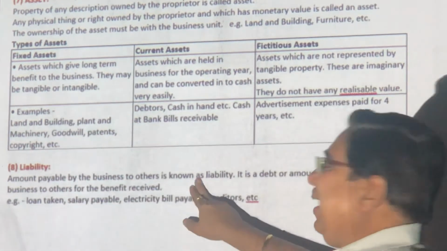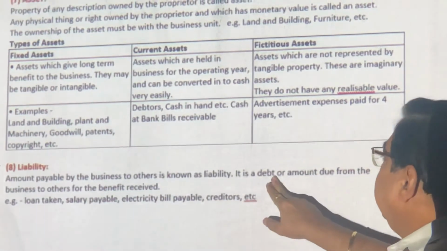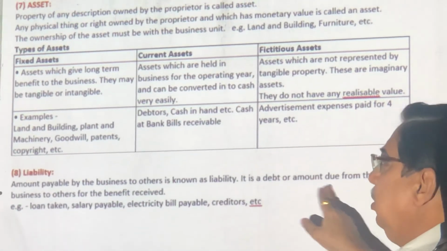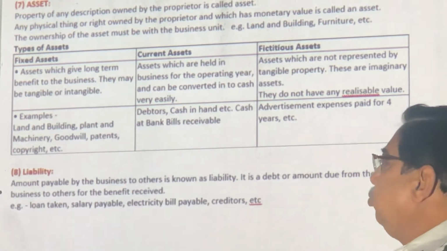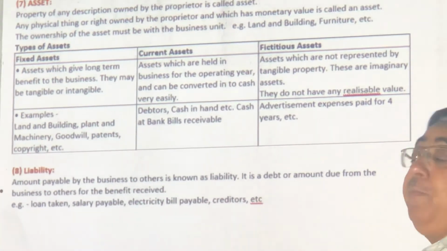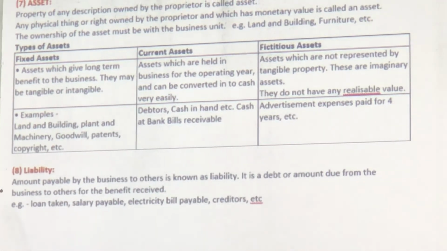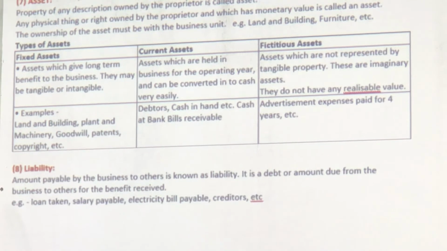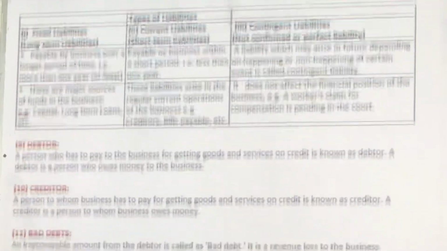Amount which I have to pay others in business. No personal loan. It's a debt or amount due. I have taken a loan. I'm still going to pay the salary. Electric bill has to be paid. I bought goods. I still have to pay them. So those are my liabilities. My business has to pay them. Okay, if I don't, they will take me to court and my business will close. Because it's written in the books of account.